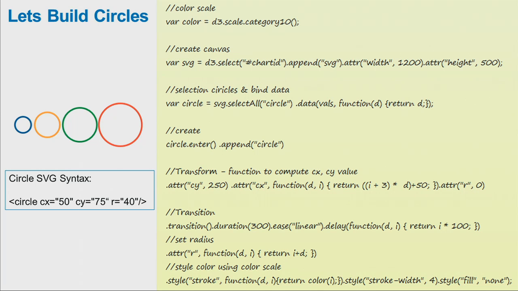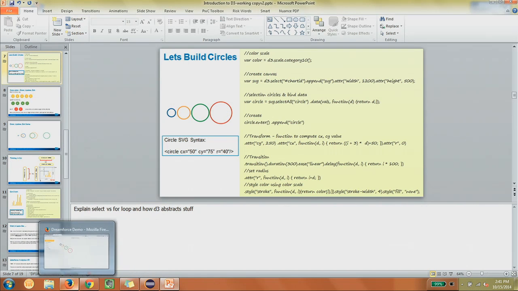And also, I want some animation. I want to zoom out from 0 to the radius size. So that's what I'm doing in the next few lines. And I'm also setting the color of the circle, which I'm going to dynamically get from the color function I defined in step 1. And I'm just setting the circle stroke, which is the thickness of the circle, as 4. And that's this one. Let's look at the demo.